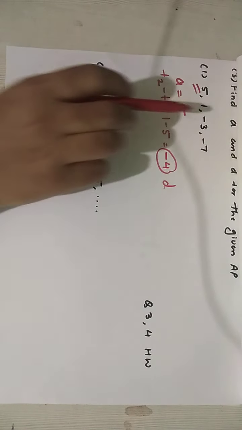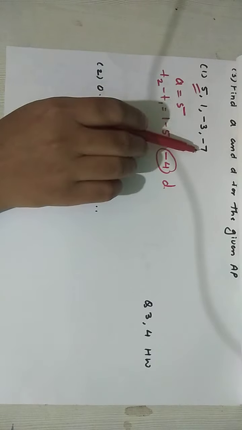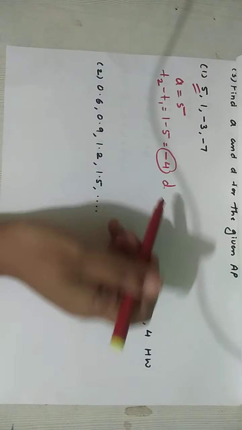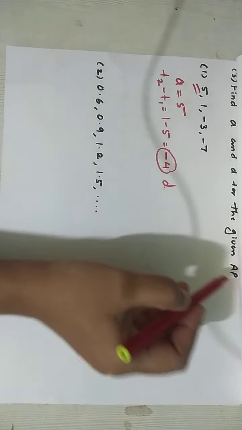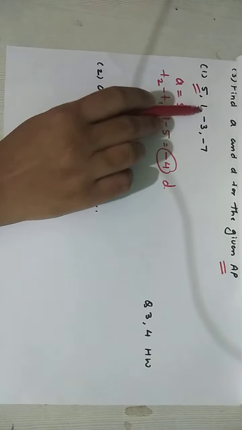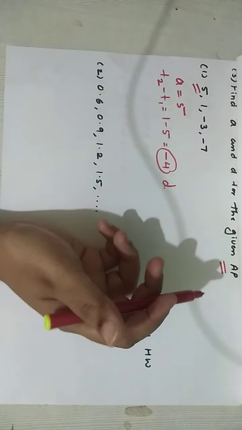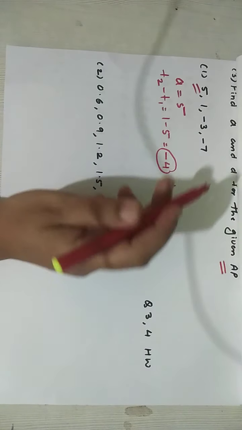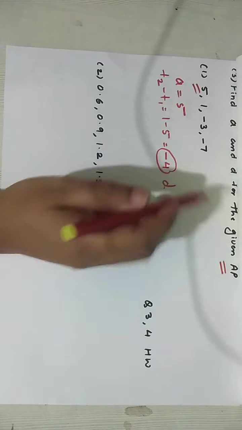Now there is no need of doing T3 minus T2, T4 minus T3. It's going to come -4 only, because they have already given us it's an AP. And if it's an AP, that means the difference should be same. So no need of doing T3 minus T2, then T4 minus T3.